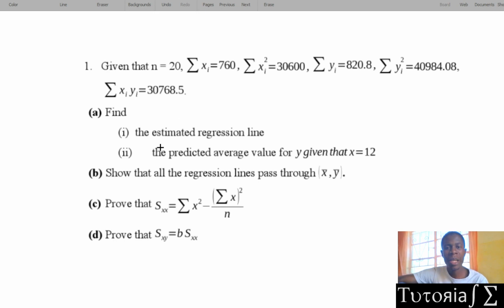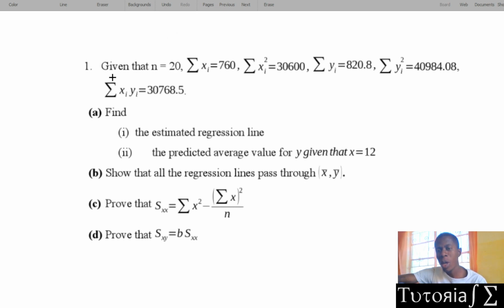In today's lesson, we are looking at linear regression, and that is statistics. Basically, we'll just do some introductory questions that will help us in understanding the concepts better.